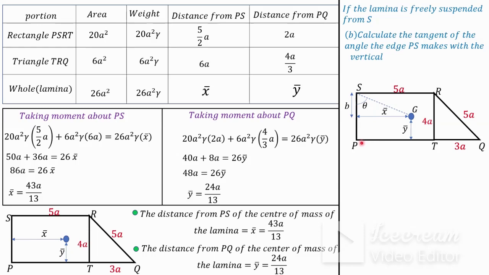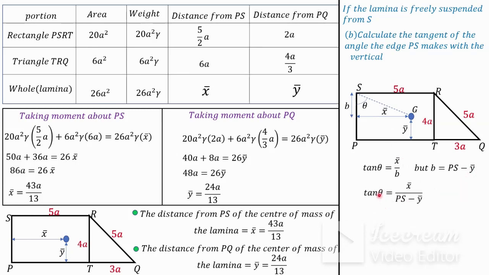So what are we going to do here? We are asked to calculate tan of theta. Remember, tangent is opposite divided by adjacent. Opposite in this case is x bar, and adjacent is b. So tan theta equals x bar divided by b. We already have the value of x bar, but what is the value of b? b is actually PS minus y bar.